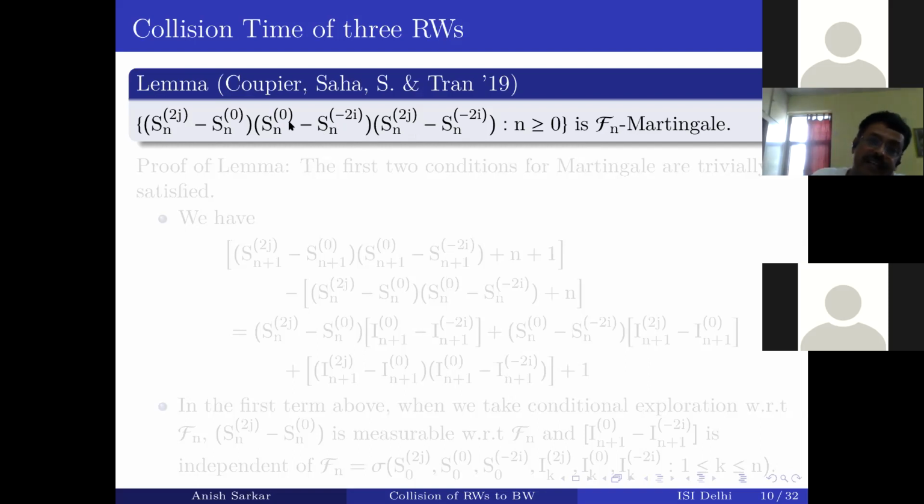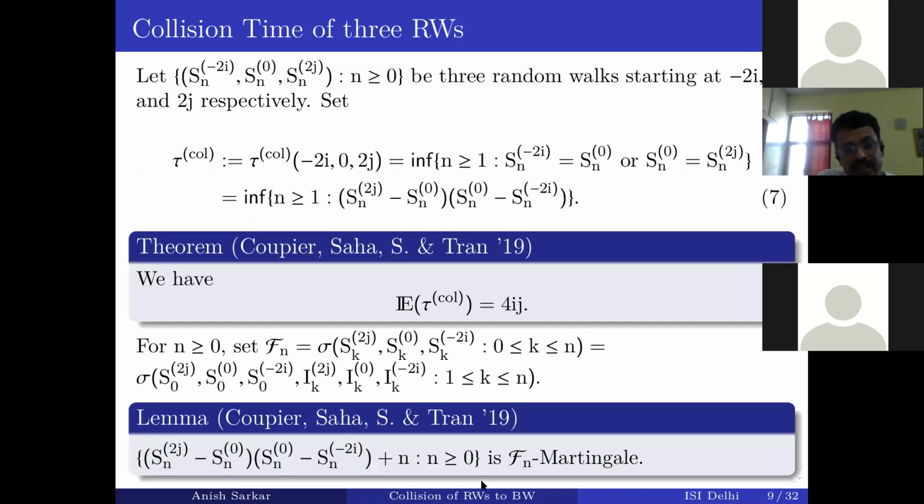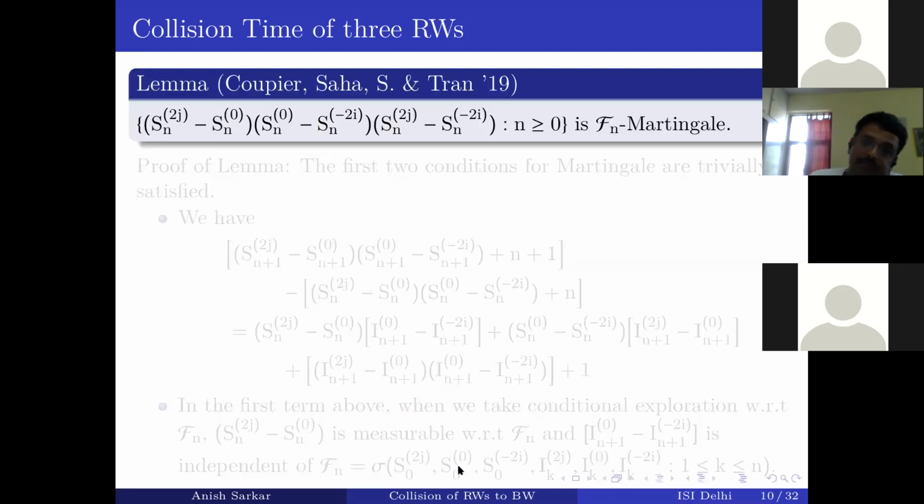In fact, in general, if you start with k random walks and you take all their products, all possible products, that product is a martingale. But this martingale is new. I have not seen it earlier. So this is a new one that we have found, and once you find a martingale, actually things become trivial.